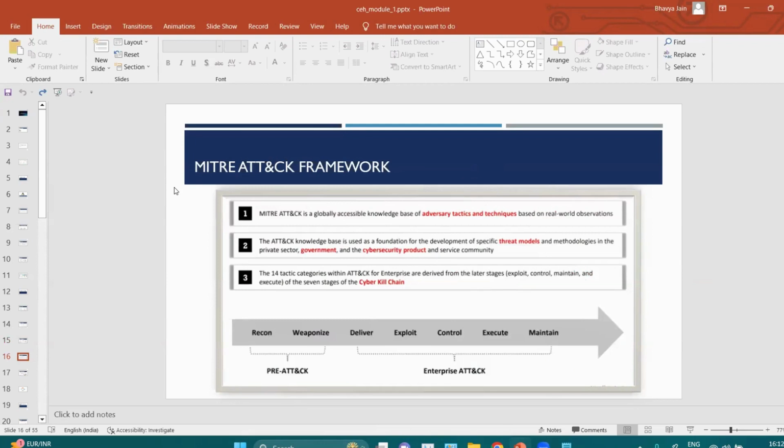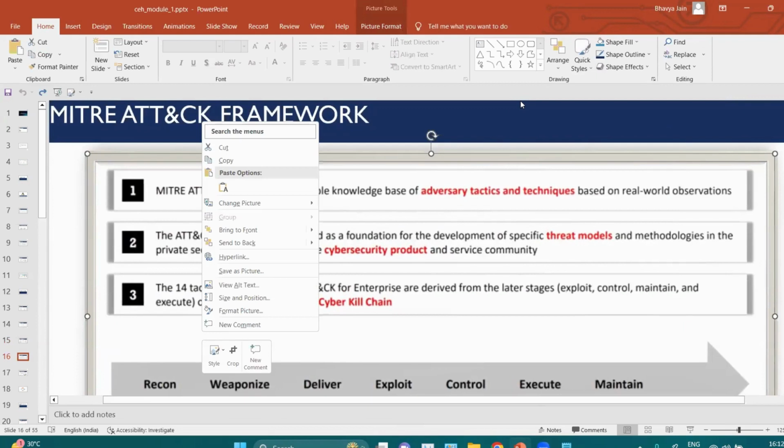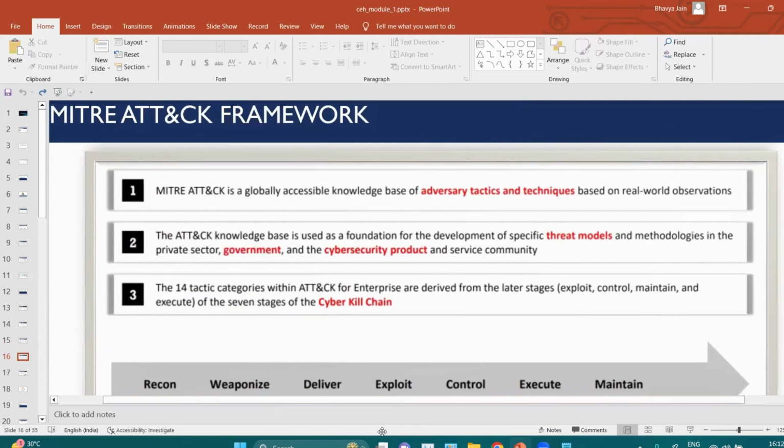Then we have the MITRE ATT&CK framework. It is another framework which is similar to the cyber kill chain, but there's something special about it: this framework is based on real world observation. And we can apply this framework in any sector of the economy. For example, we can apply it in the private sector, in the government sector, in any product based company or any services based company. That is the benefit of using this framework.